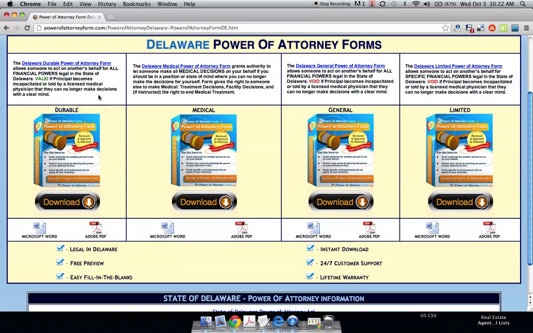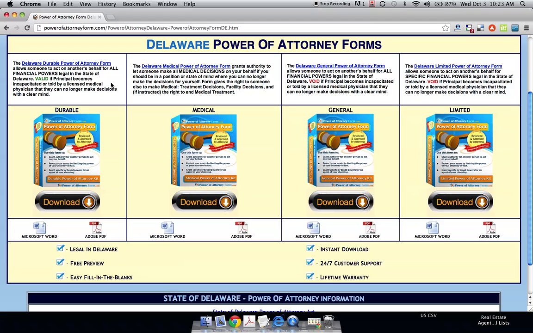and oftentimes you'll want to have the form directly to the right of it, the medical power of attorney form as well. The medical power of attorney form is pretty self-explanatory. It allows you to choose somebody else for all healthcare decision-making matters, and this is in reference to treatment decisions, medical facility decisions, and only if instructed by the principal, the right to end medical treatment if they are in a vegetative state with no point of return.